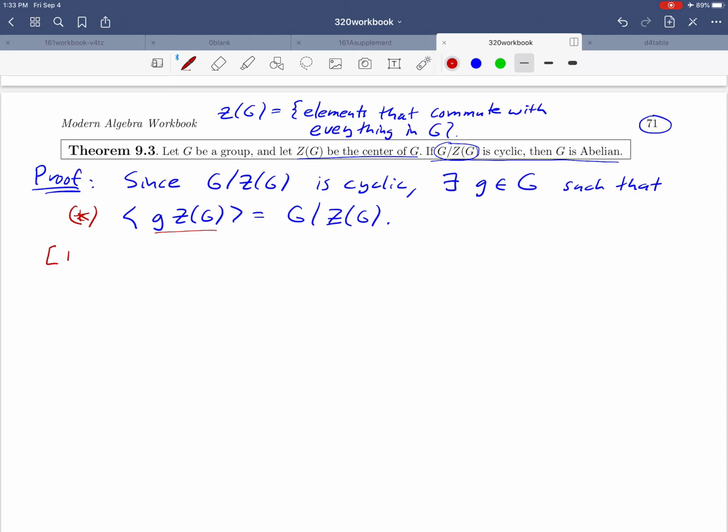And let's think about where we're trying to go here. What are we trying to show? Well, we just assumed the if part. We're trying to prove that G is abelian, and that just means that our group operation is commutative. So we're trying to show that AB equals BA for every A and B in G. That's where we're hoping to get here. All right, well, let's start by just choosing any two elements that are in G.